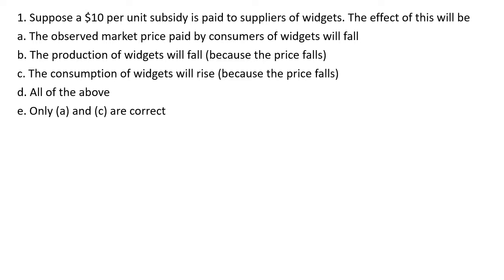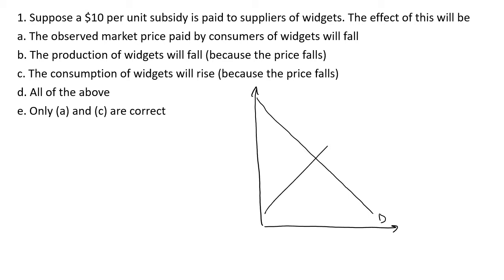Suppose that a $10 per unit subsidy is paid to suppliers of widgets. The effect will be what? So let's draw a $10 per unit subsidy. We don't know whether demand and supply is inelastic or elastic, so we'll just draw them like that, somewhere in the middle. Label our equilibrium, and now it's time to shift supply.